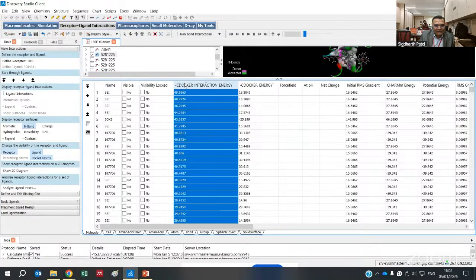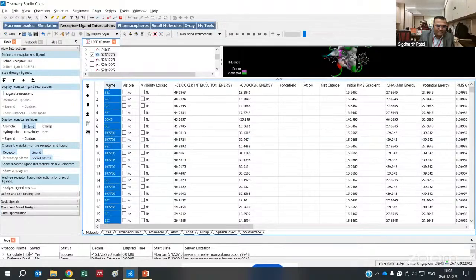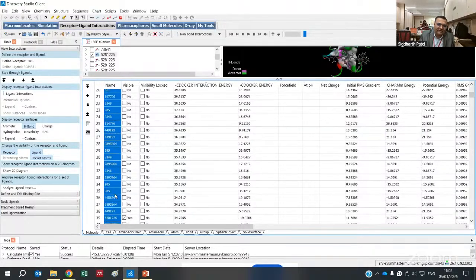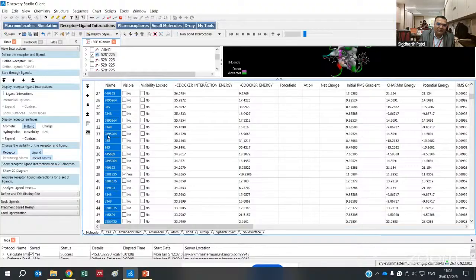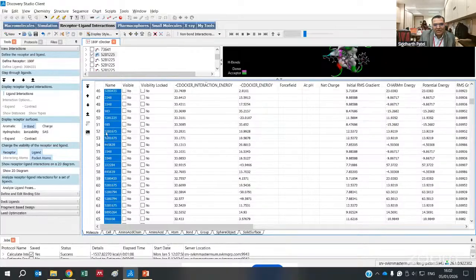And we can see there is a list of C Docker energies here and the list of molecules here. These are the list of molecules. These numbers are numbers from the databases. The databases have CAS numbers, sorry, not CAS numbers, it is PubChem numbers, PubChem IDs. By default, the software takes the PubChem ID. So these all are PubChem IDs. So when you put the number in PubChem, you will get the name of the molecule.